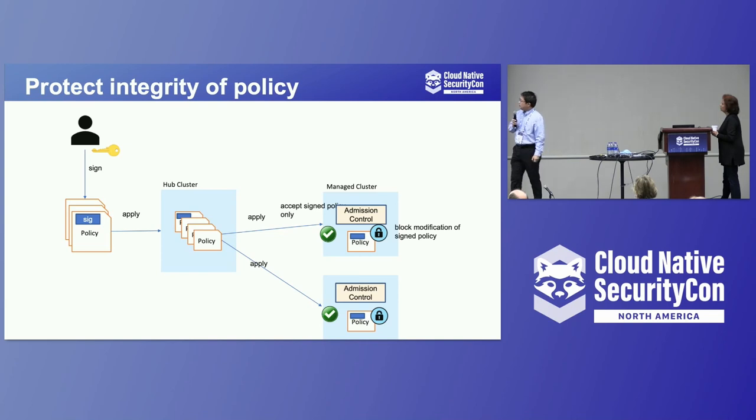So the approach is like this. First the policy is signed. I will explain how the policy is signed. The policy is basically signed, then it's delivered to the hub cluster, then it's deployed to the managed cluster. And on the managed cluster, we put the admission controller to check the signature of the policy. Then if the policy is modified, the admission of the policy is blocked. And this is the mechanism of the overall approach of protecting the integrity.